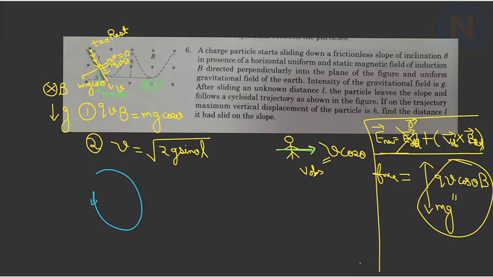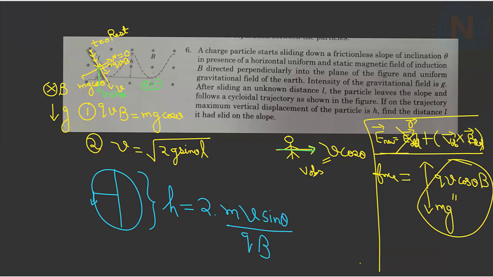circular motion whose radius is this, but the diameter of this, according to the problem, is h, because from his frame this is what is visible. We know that from Earth it will be a cycloid. So that circular motion has a diameter that is twice the radius, and the radius is mv upon qB, and v from this frame is mv sine theta upon qB. Now, if this is my third equation, it should be simple.